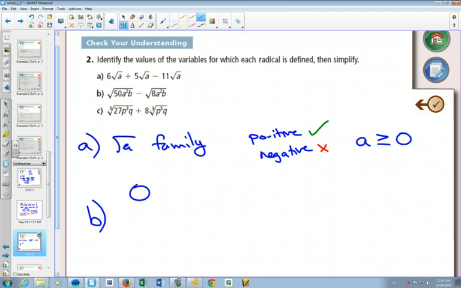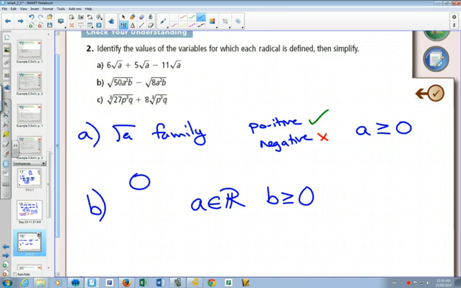Same thing happens in the second one. So when we go to our defined, A can be anything. B has to be bigger than or equal to 0. So in order to have a positive thing inside of our square root, A can be anything and B can be bigger than or equal to 0.